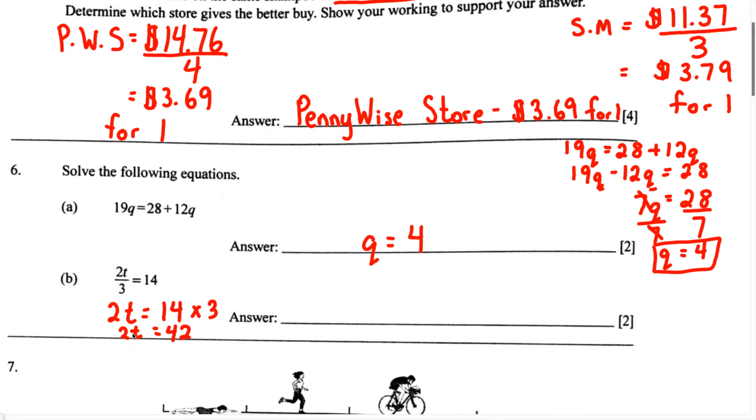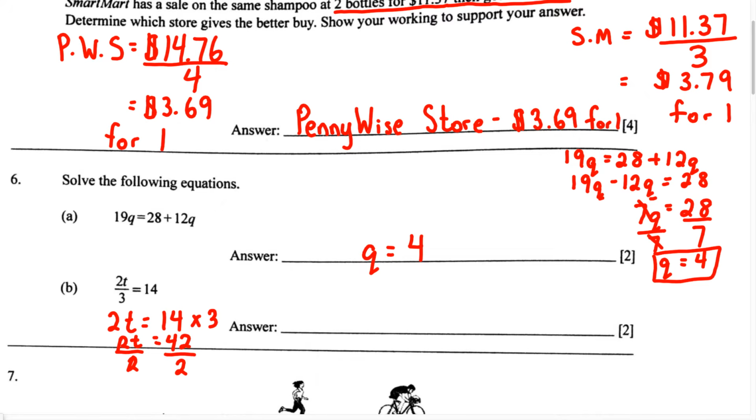We can say 2t divided by 2, 42 divided by 2. Because what we do on one side, we must do to the next side. The 2 2's are going to cancel out. And when we put in our calculator 42 divided by 2, we're going to get 21. Therefore, t equals 21. This is our answer. And always remember to put the answer in the spaces they provided. So we're going to write t equals 21.